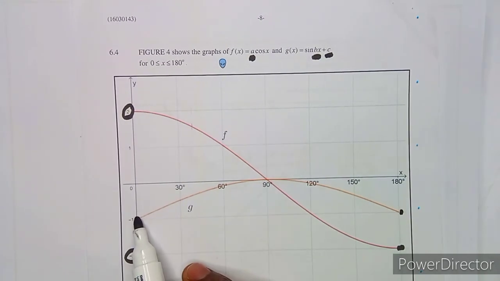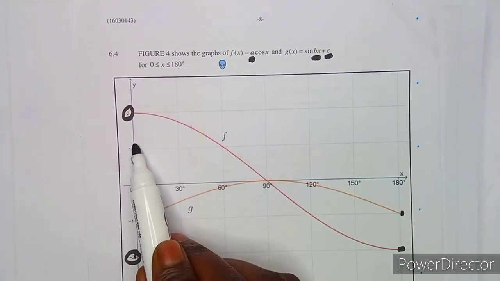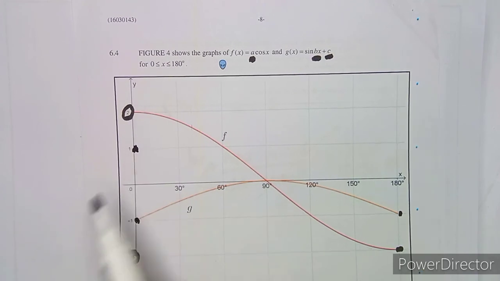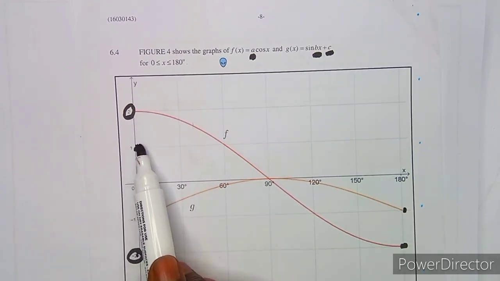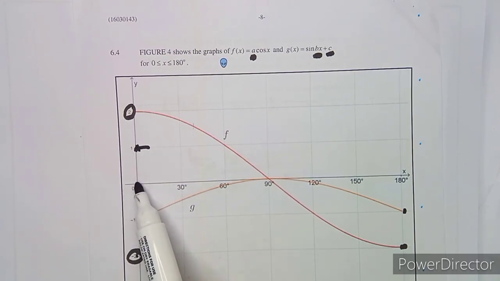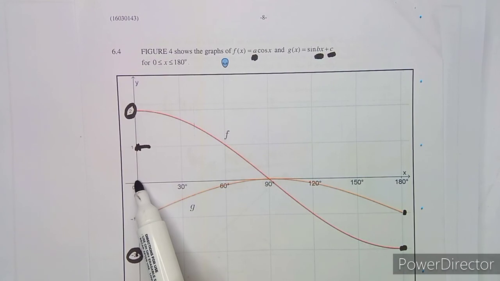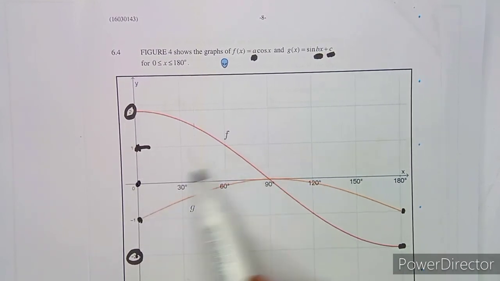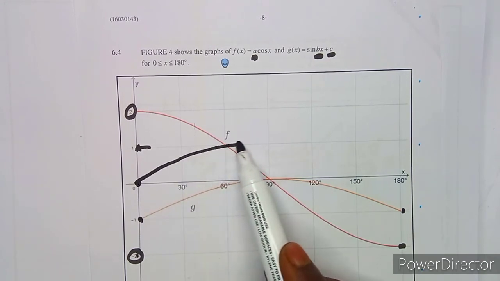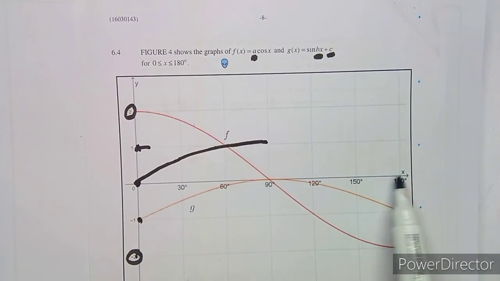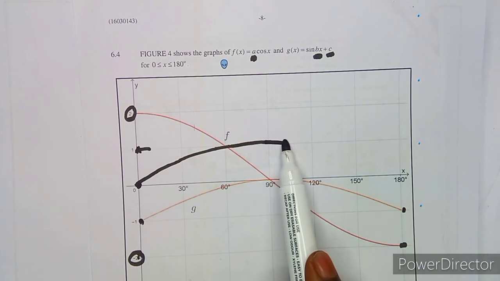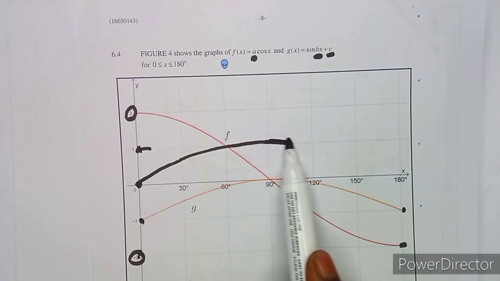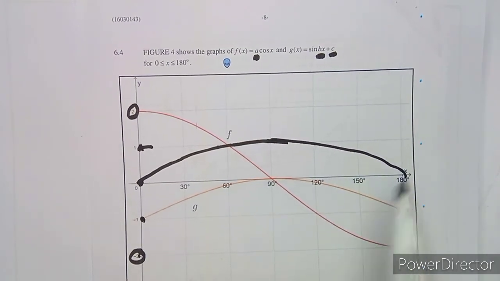We know that from the actual graph of sine, it was supposed to start here at 1. Sorry, the graph of sine starts at 0 like this. So it was supposed to be at 0 here, then 90 at 1 like this, then at 180 it goes back to 0 like that. So that is what it was supposed to do.